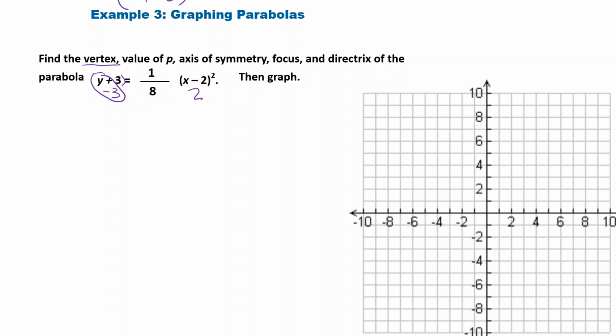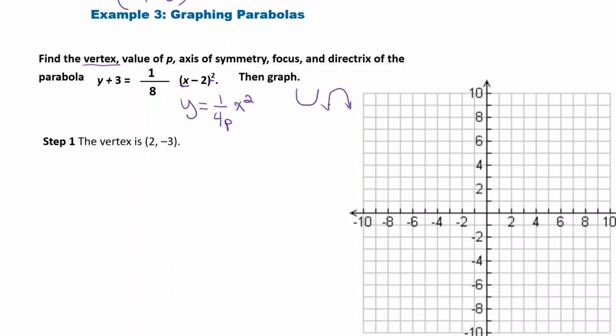So we've got our vertex now, and now that we have our vertex, we can think a little bit more about our equation. Notice that this is written in the y equals 1 over 4p x squared format, because our x is the one squared. When y has an exponent of 1 and the x has a square, we know that our parabola is going to be facing upward or downward vertically. The next thing we're asked to do is find the value of p. In this format, we can see 4p is equal to 8. So we set up a really easy equation: 4p equals 8. Divide both sides by 4, and we see that p equals 2.